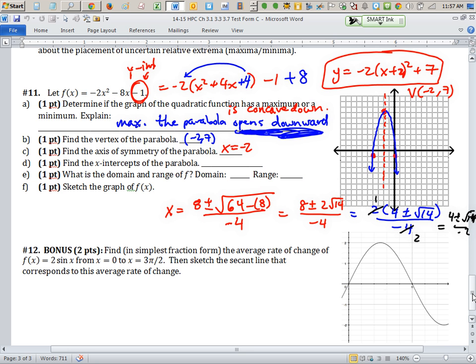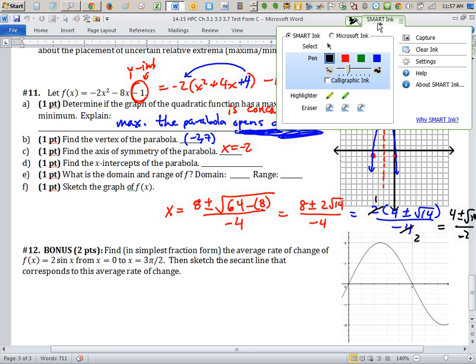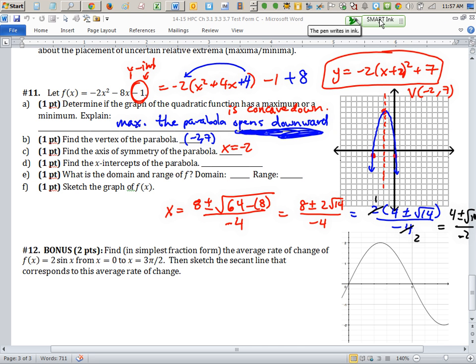Some of you got too carried away with simplifying. 4 plus or minus root 14 over 2, negative 2. Okay? So many of you are doing this, it's ridiculous. And my calc students do it too. As soon as they get to the quadratic formula, they go like this.